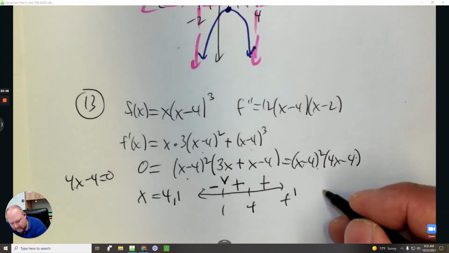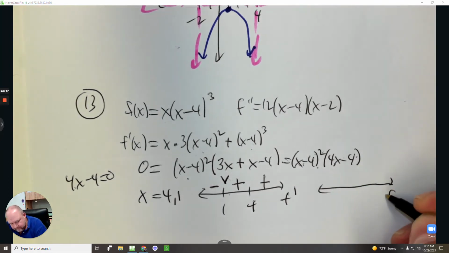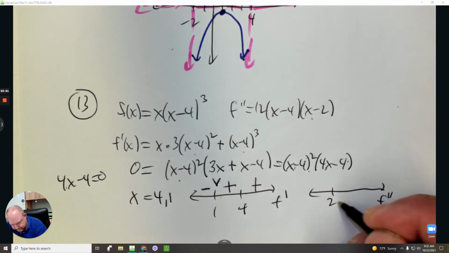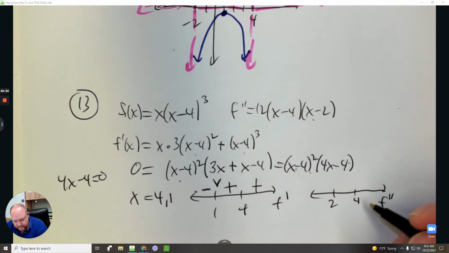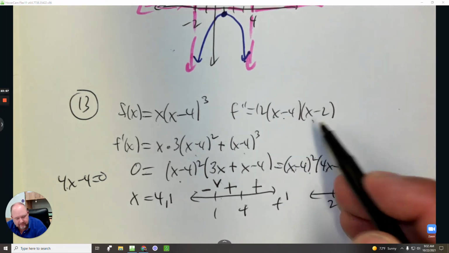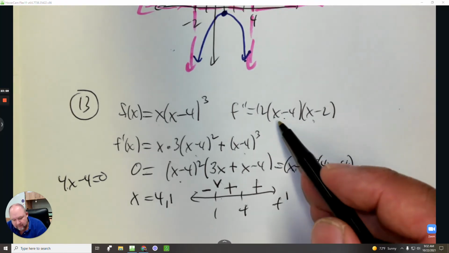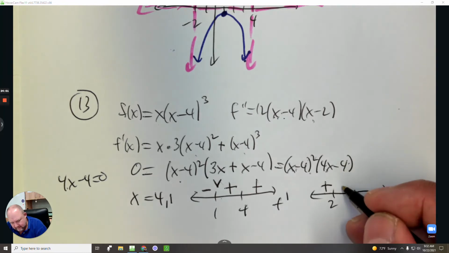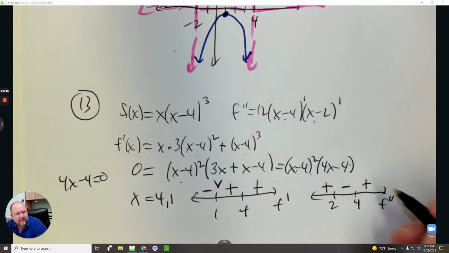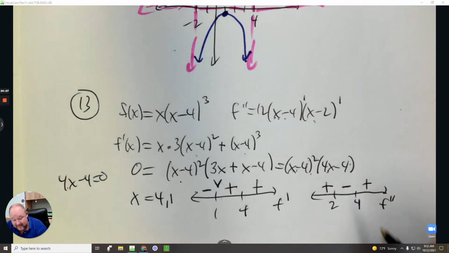For the second derivative, the critical numbers are here, 4 and 2. So if I plug in 0, it's a negative times a negative. Plug in 3, and it's a negative. And again, you can look at the multiplicity too to know the signs are changing. So this tells me concavity. We have a point of inflection at 2 and 4.